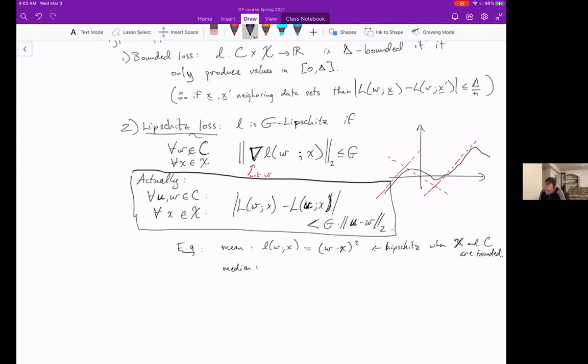If I look at the median, the thing we were looking at was the absolute value function. So that one looks like this, here's x, and it looks like that. So the derivative with respect to w is always either +1 or -1. So this thing is always 1-Lipschitz.